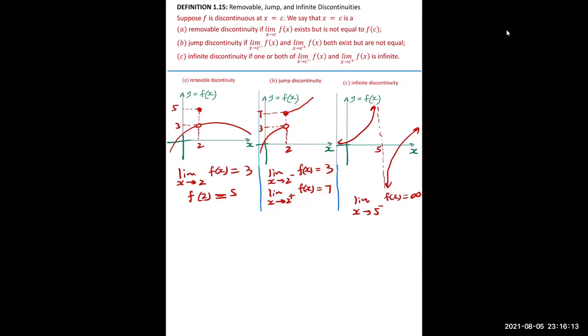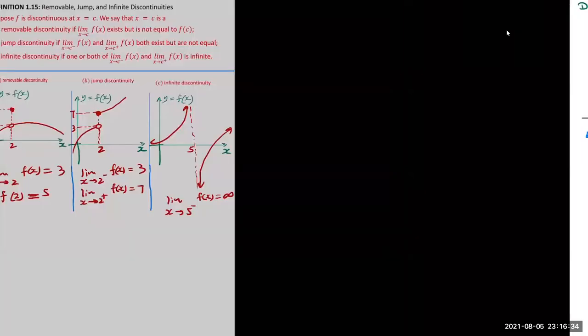And here is an example of an infinite discontinuity. One or both of these should occur. In this case, as you can see, the limit as x approaches 5 from the left-hand side of f of x is infinite. So we are going to have an infinite discontinuity at x equals 5. All right, let's move on.